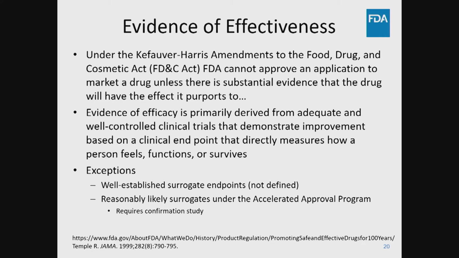So the accelerated approval program is meant to address serious medical conditions where there's an unmet medical need. So a patient population with a serious disease that doesn't have any drugs available, they allow reasonably likely surrogates to be the basis of approval under the accelerated approval program to get those patients the drug. However, this does require a confirmation study. So in the post-market setting, they have to do a confirmation study on a feels, functions, or survives clinical endpoint in order to maintain marketing for that drug.